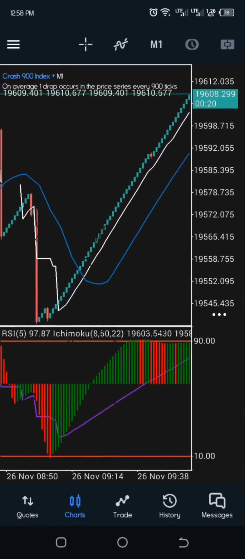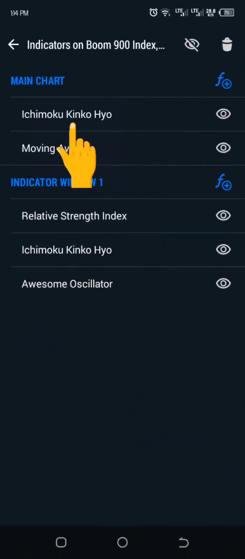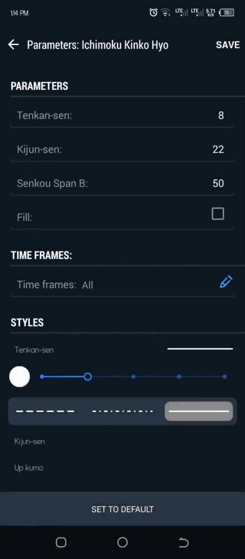So what we have to do is go to this icon we are seeing at the top. When you click on this icon, the first indicator we are going to be adding is the Ichimoku. The way I set this up, we click on this main chart F plus, we search for Ichimoku, and these are the parameters. The periods are 8, 22 and 50, and for the style you only need the indication line, so click on save. That is the first indicator we are adding for the strategy.